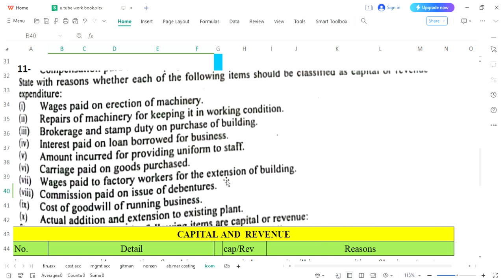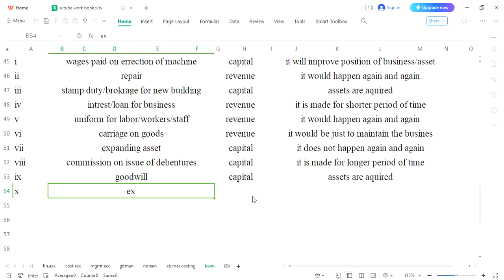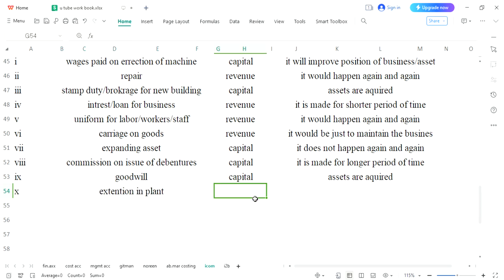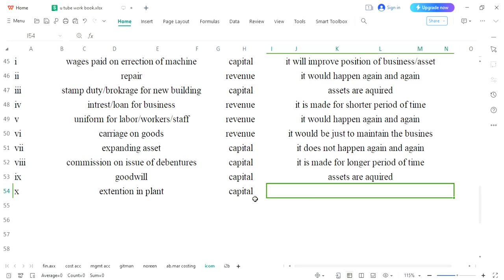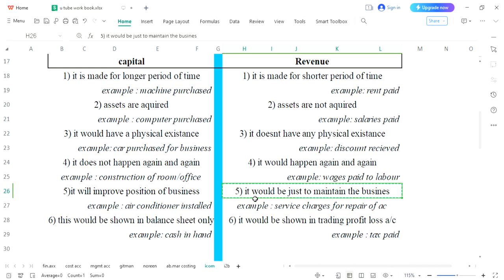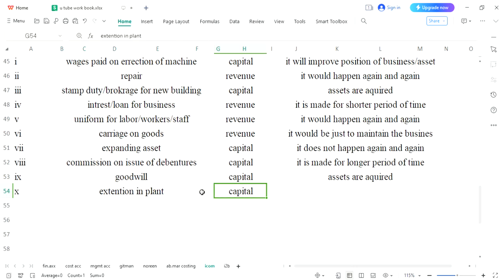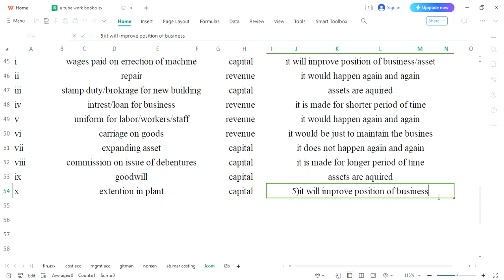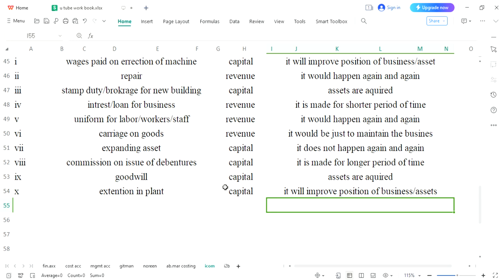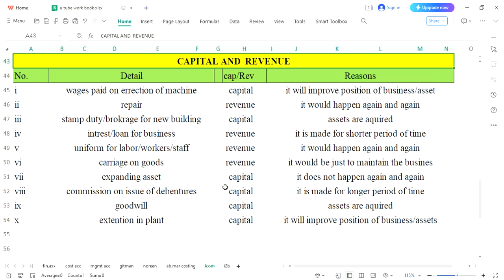We have already discussed this: look, the same word is used, extension, and plant is your asset. So we will do the same. You have created an extension in plant. Plant and machinery is your asset, and any activity done upon an asset is your capital. So it will improve the position of business or asset. A better word is to write asset. Since extension in your plant would increase the value of your asset, that is why it is considered your capital.